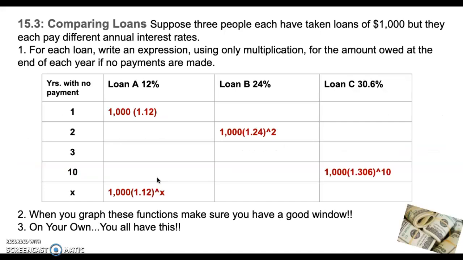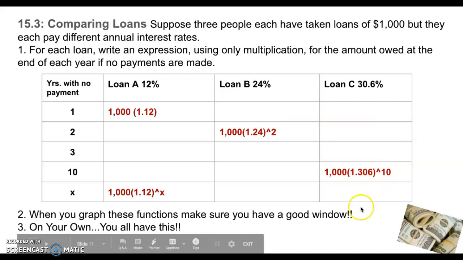Comparing loans: suppose that 3 people each have taken loans of $1,000, but they each pay different annual interest rates. For each loan, write an expression using only multiplication for the amount owed at the end of each year if no payments are made. I kind of started the chart, and I think you all are going to be able to fill that in without too much of a problem. Notice Google Slides does not allow me to use exponents, so that little caret means exponent.